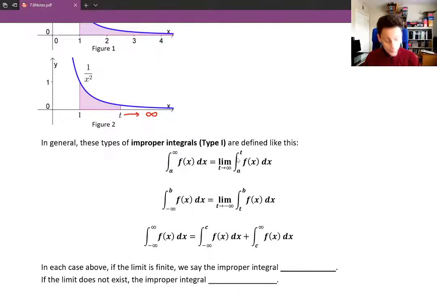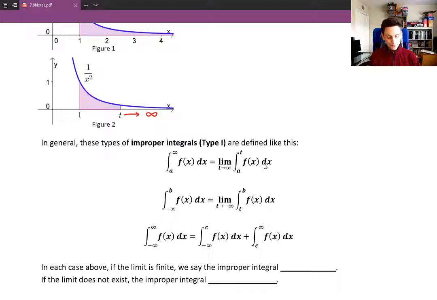So there are 3 possibilities for a type 1 improper integral. One is where the lower limit is a finite number and the upper limit is infinity. And the way you would write, as a first step, what that is, is the limit of the integral from a to t of f of x dx as t goes to infinity. So it's the limit as t goes to infinity of this integral from a to t of f of x dx.